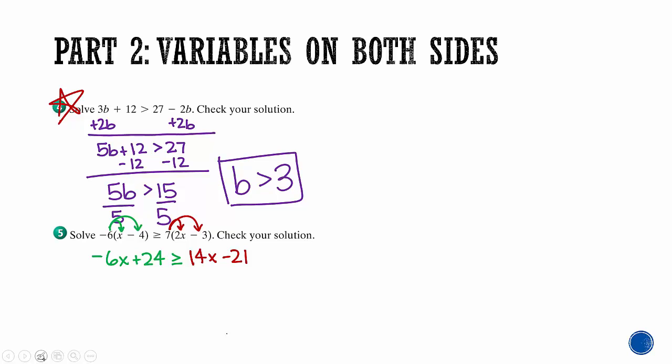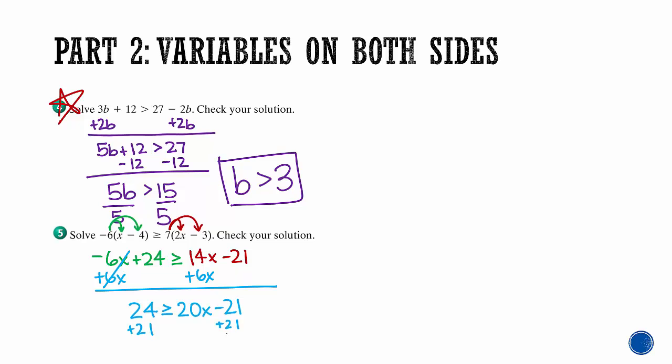Get x by itself. So when I go to combine these, again, I notice that if I subtract 14 from both sides here, I'll end up with a negative. Not the end of the world, but I'm going to avoid that and add 6x to both sides over here. So this crosses off. I get that 24 is greater than or equal to 20x minus 21. Now if I add 21 to both sides, I end up with 45 is greater than or equal to 20x.